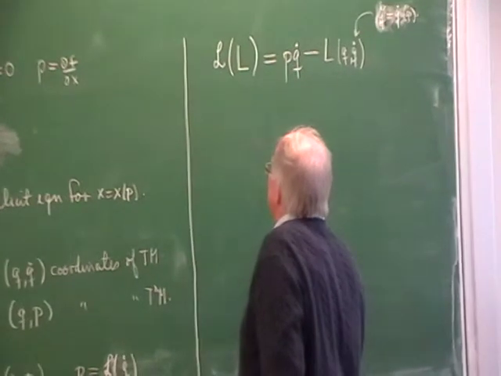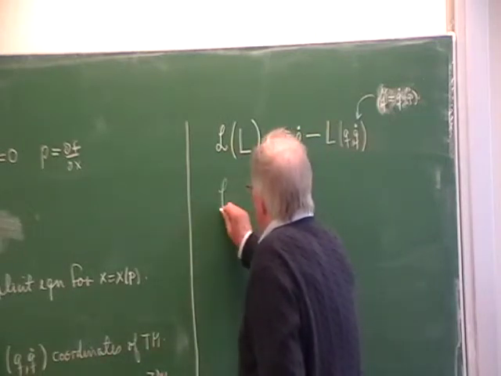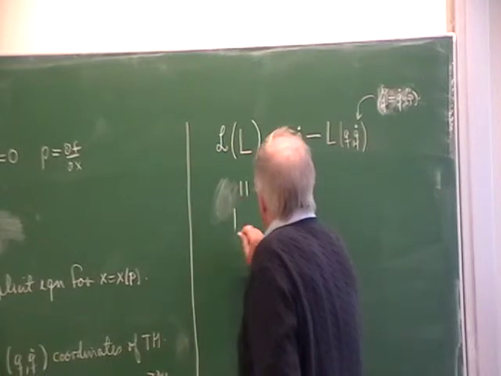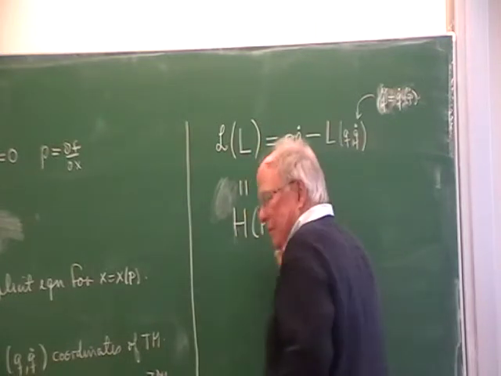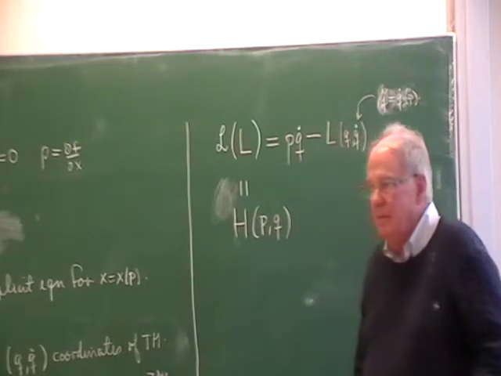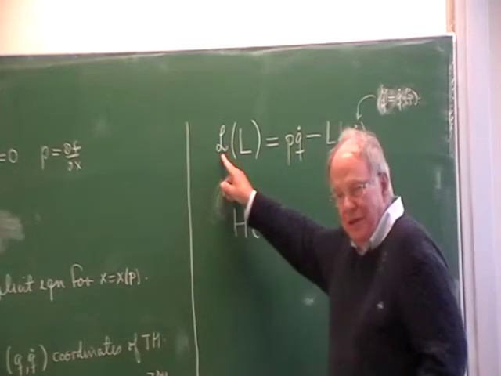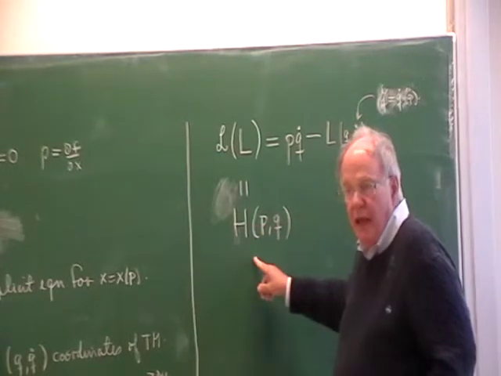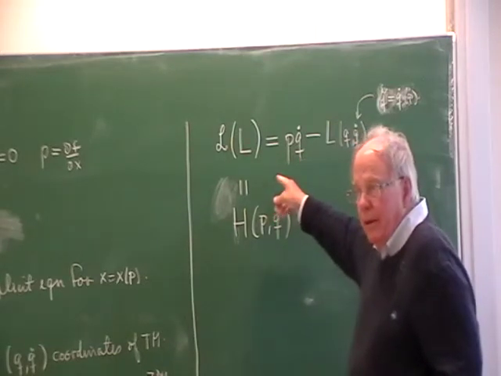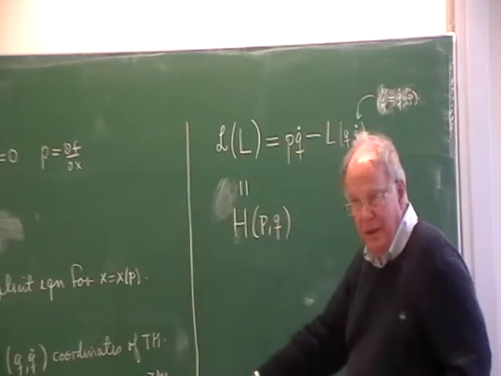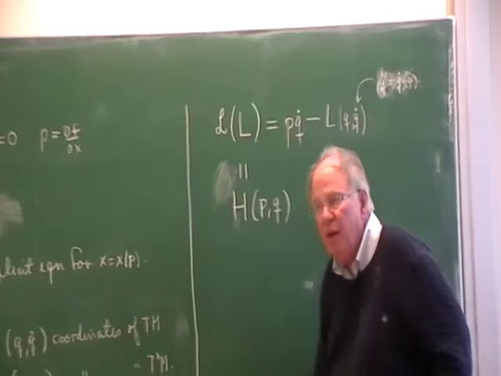I want to, the Legendre, this thing will be called the Hamiltonian of P and Q. I'm just calling it that. So I make the transformation of the Lagrangian by the Legendre transformation, and I get what I'm calling the Hamiltonian of PQ. Here it is. But it's very hard to understand in this notation because Q point is a function of P and so on. This is very implicit, very abstract. Nobody is happy.